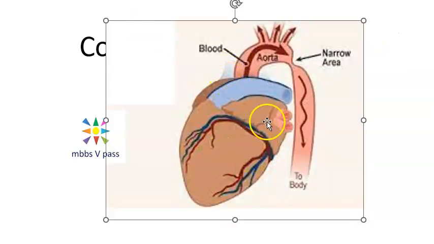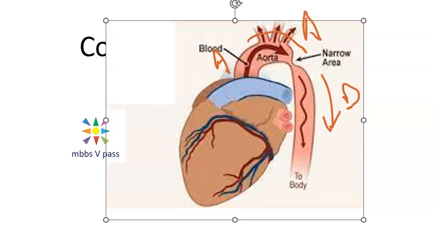So here this is the heart. From the left ventricle of the heart you're getting the aorta. In the aorta you have three parts. Right here you have the ascending aorta, which means it is going up like this. Then you have the arch of the aorta, and then you have the descending aorta. So this is the arch. Arch of the aorta. So you have a narrow area.